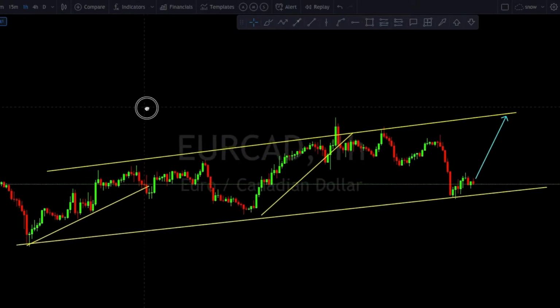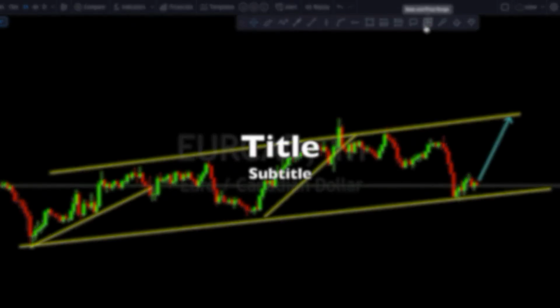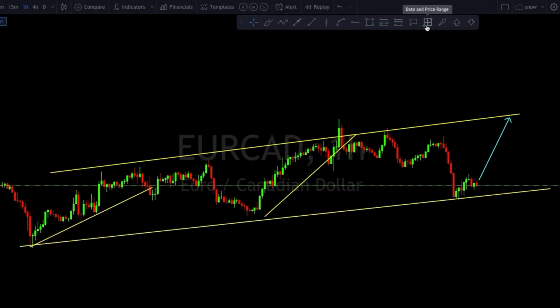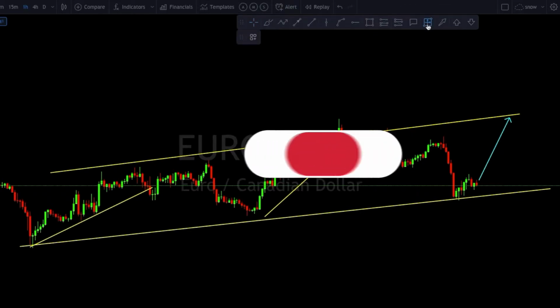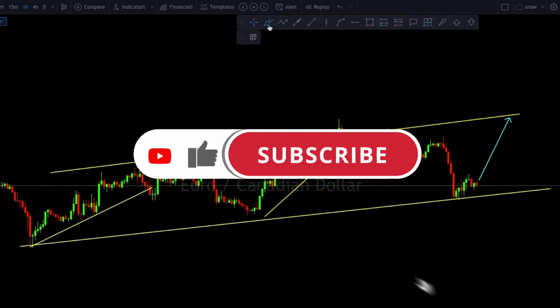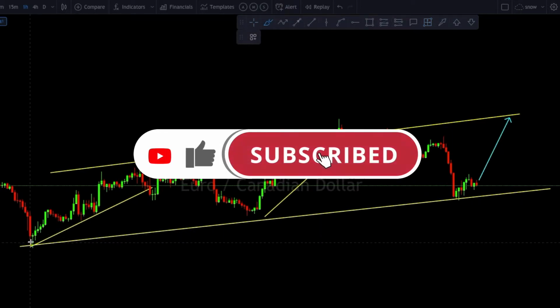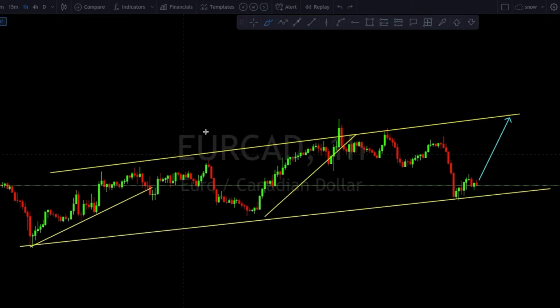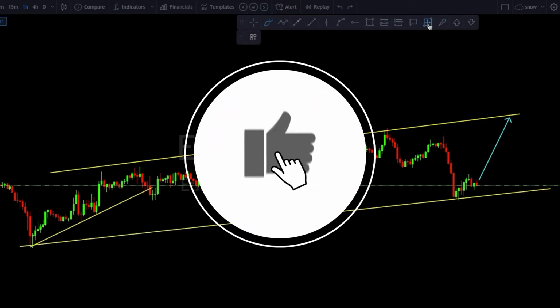Today we're just going to look at how I use this tool here, which is data and price range. Basically, I use data and price range to predict how long a move is going to take to reach a certain point. What do I mean by that? I mean, how long is this move going to take from this level going up until it touches the second trend line that I drew? So how do I use this thing?